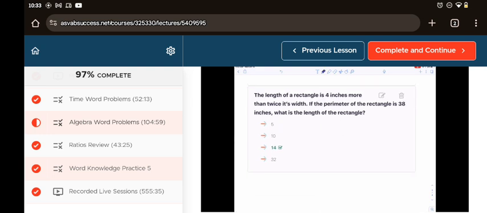Okay, so this one says, the length of a rectangle is 4 inches more than twice its width. So this is just like that other perimeter question we did. If you want to hit pause and try this one after looking at that other explanation, this is a great time to do it. When you're ready, let's just go ahead and do it. So the length of a rectangle is 4 inches more. Length is 4 inches more than twice its width. So twice its width plus 4.